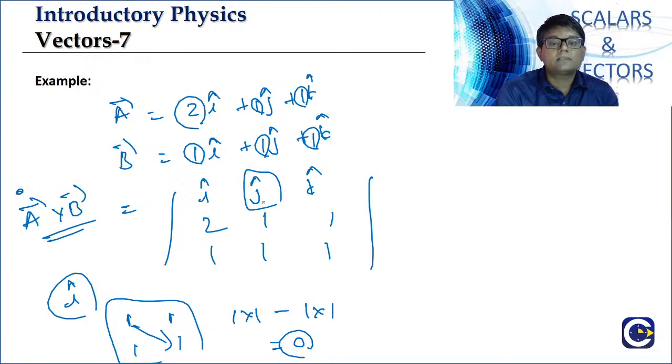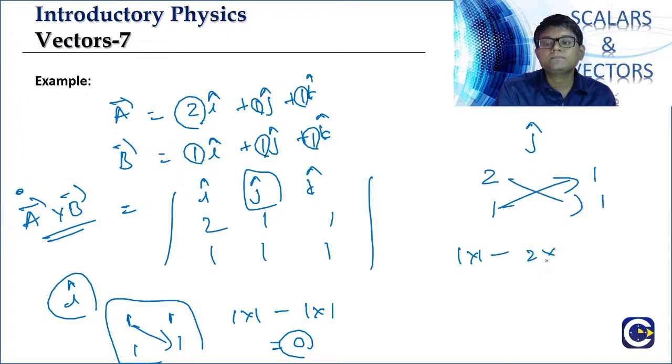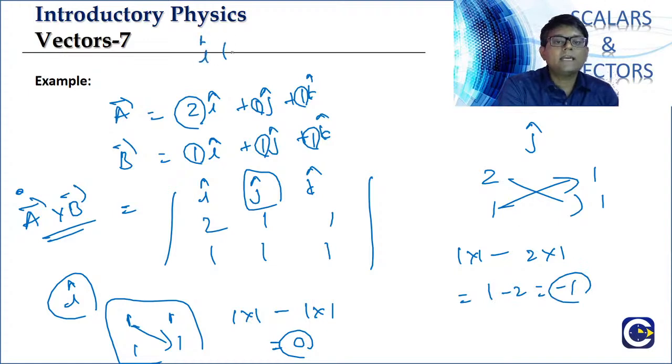Then we'll do the J cap component. We have to cover this row and column, where I'll write J cap. Remaining elements are 2 and 1, 1 and 1. J cap, remember, what is the formula? It will not be 1 into 4 minus 2 into 3. It will be 2 into 3 minus 1 into 4. Reversed, it will come, which is 1 minus 2, minus 1. So I am writing the final answer. I cap, what is the factor? 0. J cap, what is the factor? Minus 1.